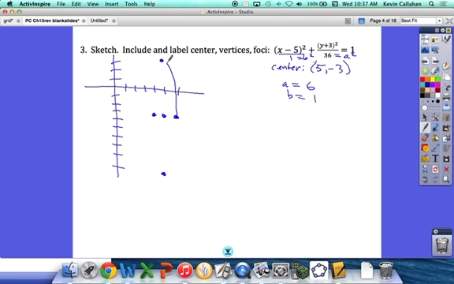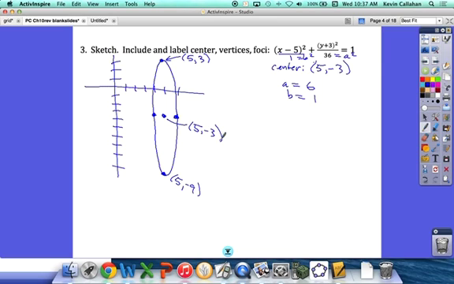But with those 4 points, you can sketch it in, right? Looks like that. That's not bad for a first time. Now, when it says include and label, you should include and label. Like this point here, what is it? (5, 3). This point is (5, -9). If you haven't written somewhere else what the center is, then go ahead and write it, (5, -3).